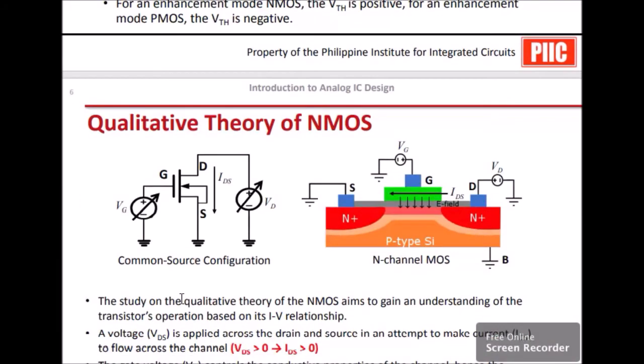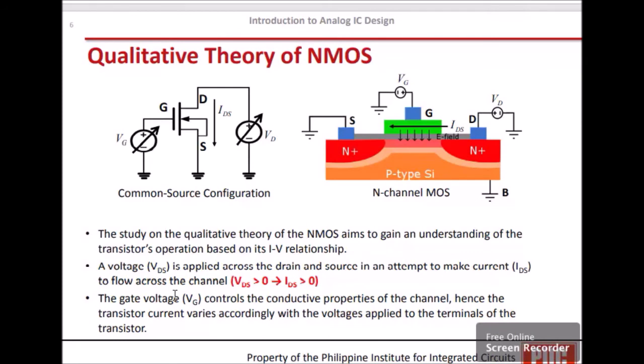Okay, so let's proceed. Let's have the qualitative theory for our NMOS. So this is our N-channel MOS. Bakit nga N-channel? Kasi yung possible na channel na makikreate dito is N. Kasi nga yung ating drain and source is N-type. Tama po ba?